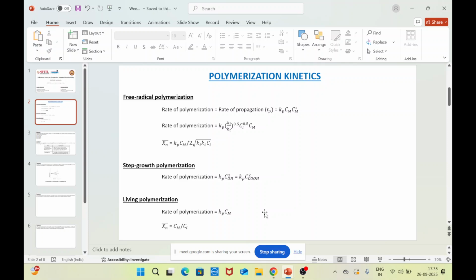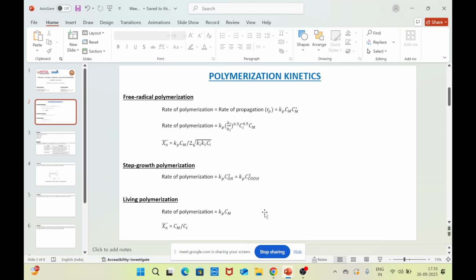So please have a look at the lectures. Over there you can find the rate of initiation and rate of termination equations, and once you have those two in hand, I think calculating the rate of polymerization will not be a difficult task. Based on that, you can also calculate the number average molecular weight. So this is about the free radical polymerization.